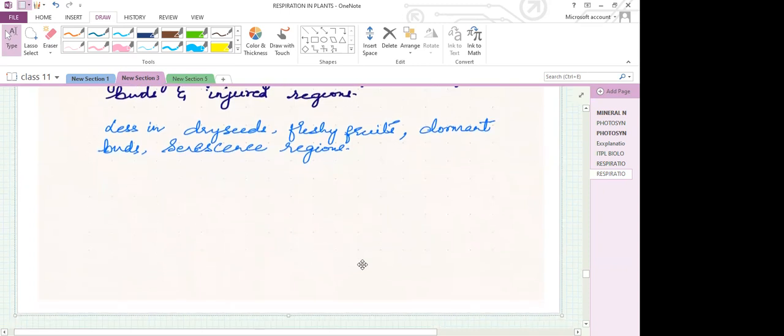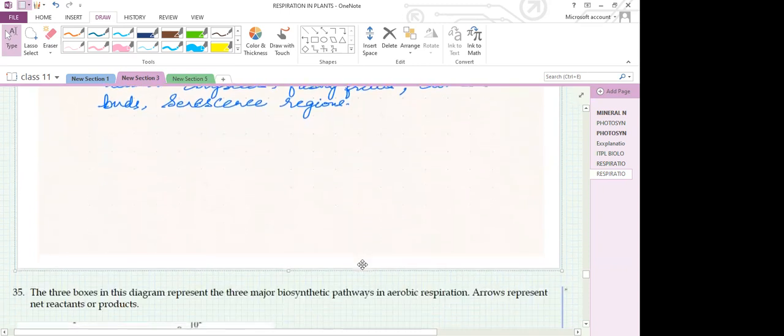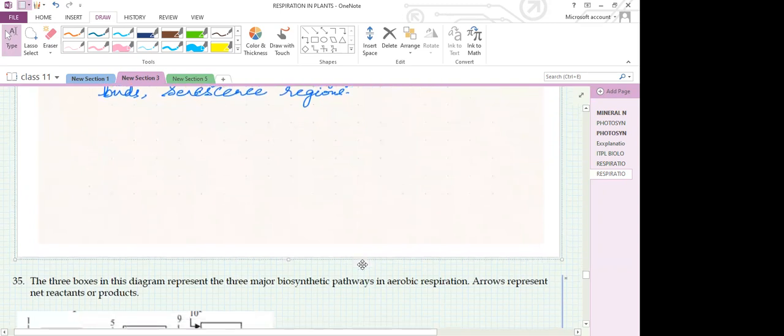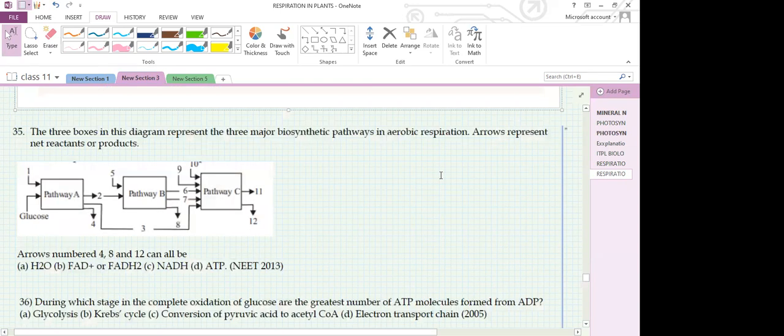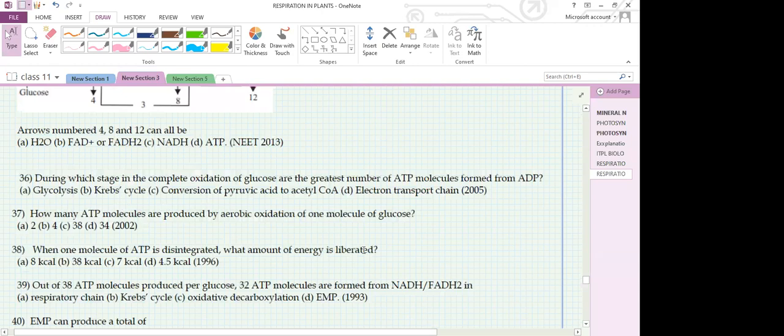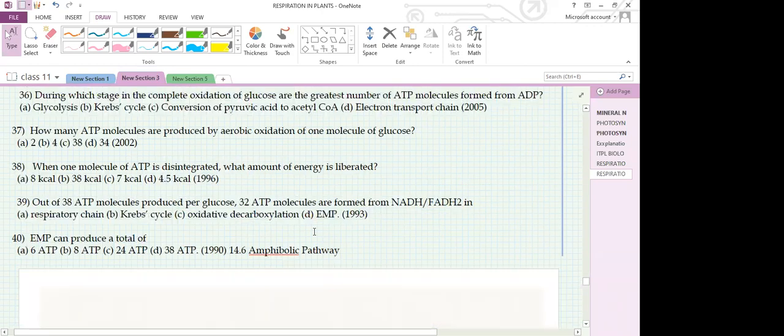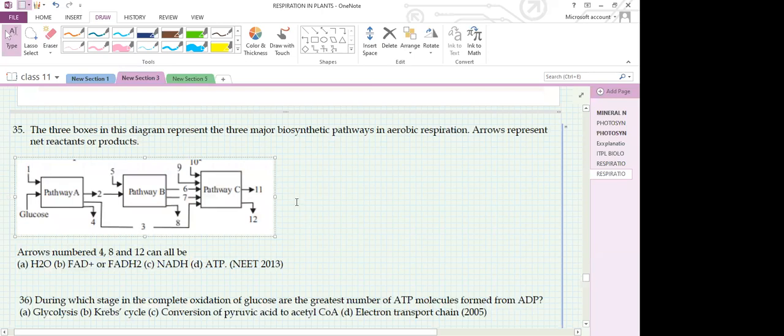Here, the 3 boxes in the diagram represent biopathways, and the arrow mark shows the pathway from glucose to pyruvate, pyruvate to the next, so find out. This is a beautiful question which I found in an NSO book. Hopefully you know what NSO means. Are you aware of it? Yes, ma'am. I found that a very nice question. Do you know the answer?